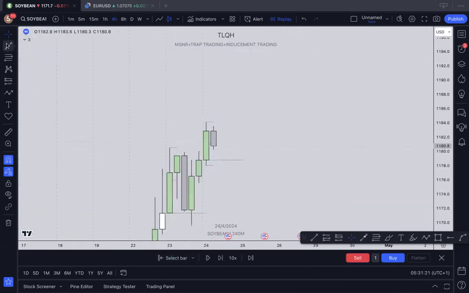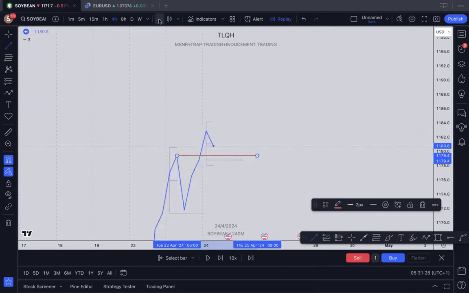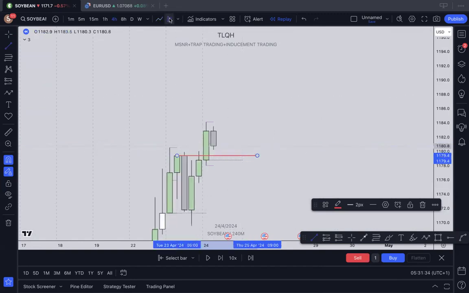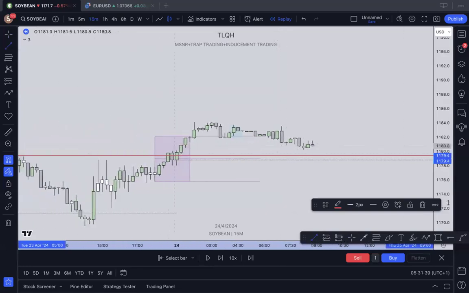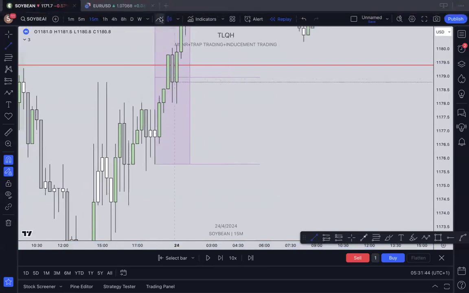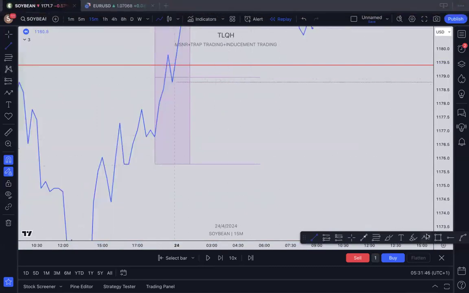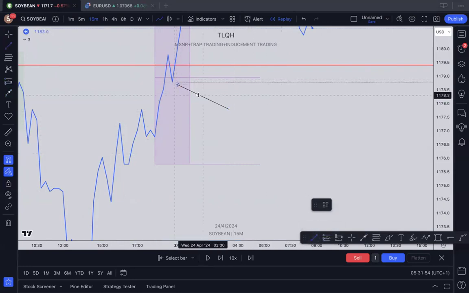So we had our H4 MSNR level right here. You can see that was an A to flip level. Now we need to go down to the 15-minute, and we need to find an MSNR level under it on the 15-minute. And that would be this level right here. So I'm going to put a line on that there.